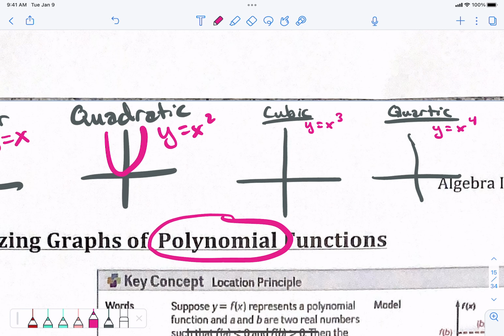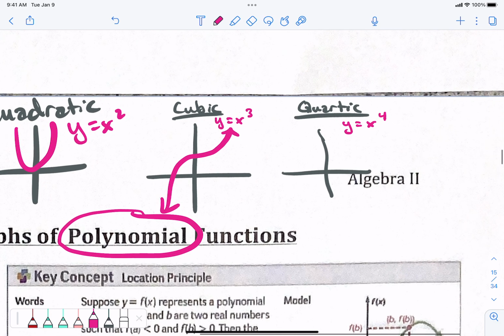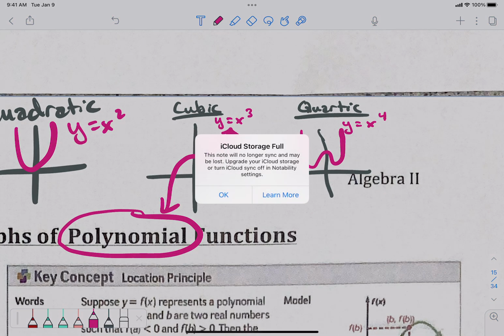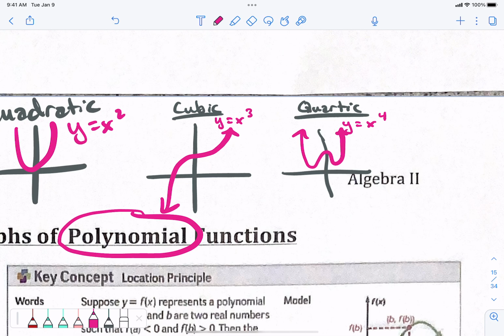Do you know what they look like? You should know some things about them. Cubic is basically an S. It goes in opposite directions because it is odd. Quartic is an even function. It looks kind of like a W. So that's, in a sense, what those functions will look like.